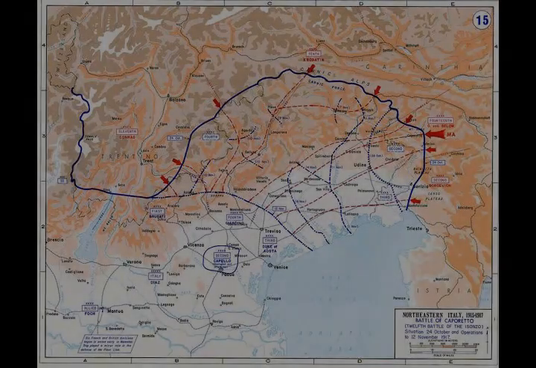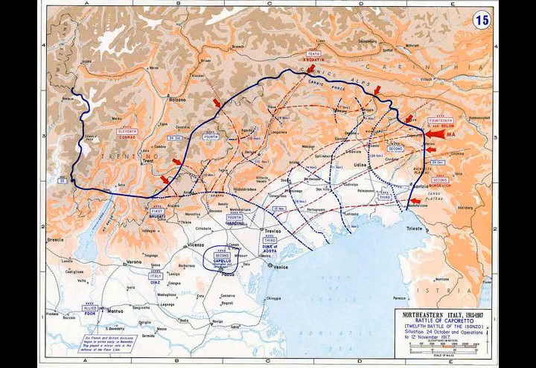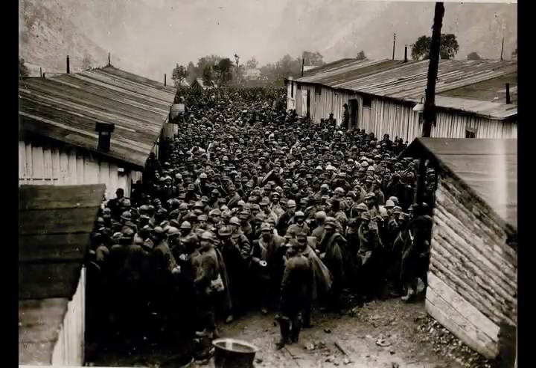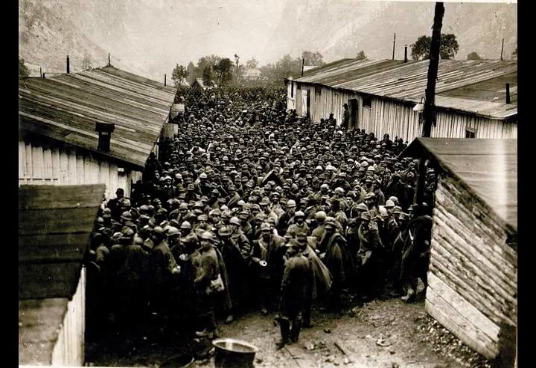The Battle of Caporetto was a battle on the Italian front of World War I. The battle was fought between the Kingdom of Italy and the Central Powers and took place from 24 October to the 19th of November 1917, near the town of Kobarid. The battle was named after the Italian name of the town.